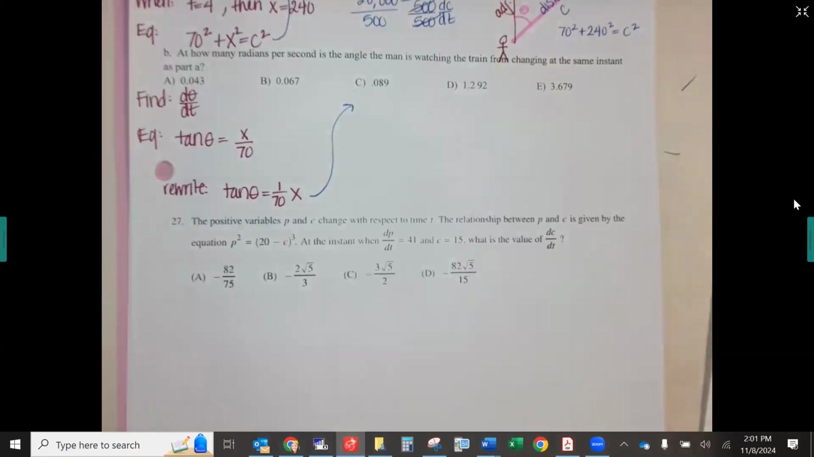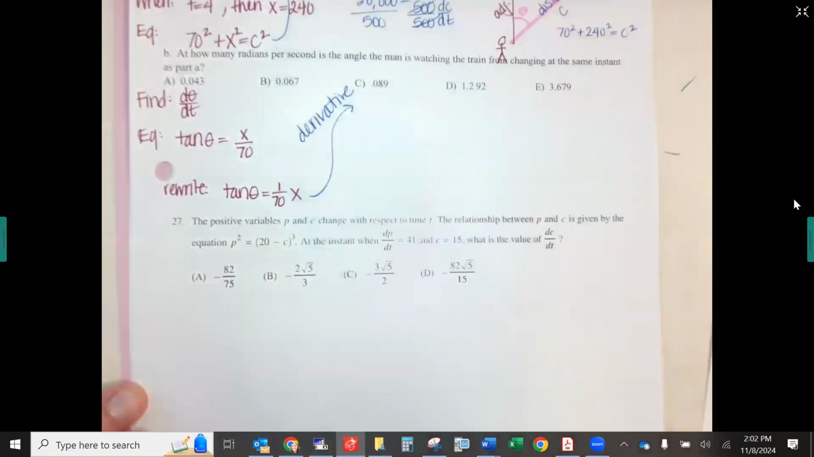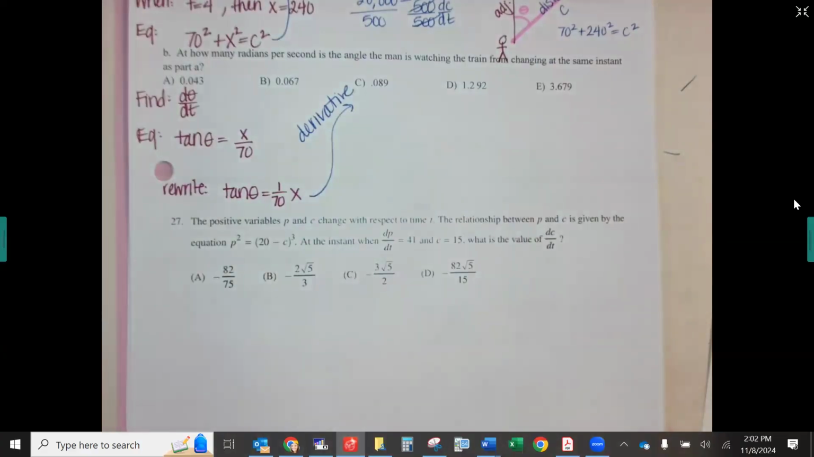Starting with tangent. If you do not remember your tangent derivative, remember it's on the one with the circle. The answer is right. Good job. Okay, take your derivative.